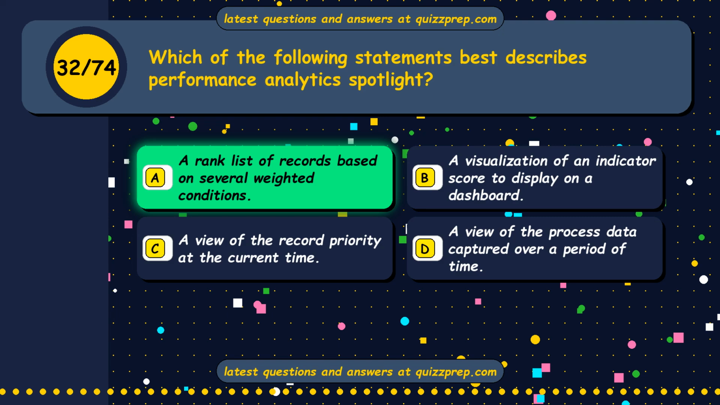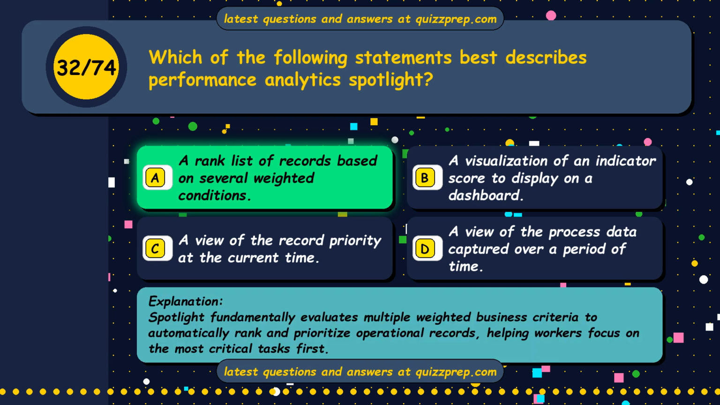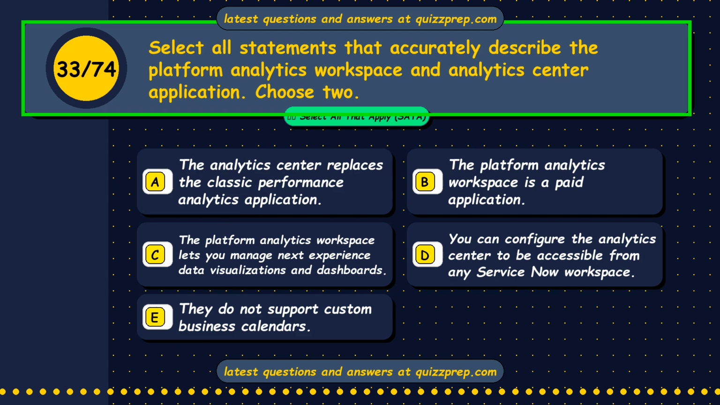The correct answer is option A, a rank list of records based on several weighted conditions. Spotlight fundamentally evaluates multiple weighted business criteria to automatically rank and prioritize operational records, helping workers focus on the most critical tasks first.